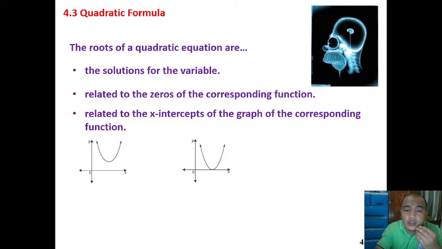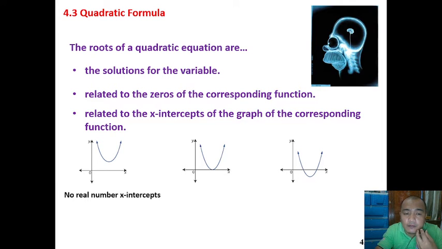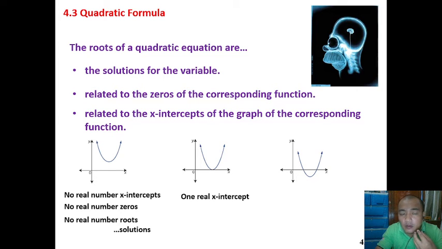So this is the graph of a quadratic equation. It's called a parabola. In the first graph, there are no real number x-intercepts because it didn't touch the x-axis. No real number zeros and no real number roots or solutions. In the second graph, there is one real x-intercept because it touches the x-axis once. There is one real zero, two equal roots, one real solution.